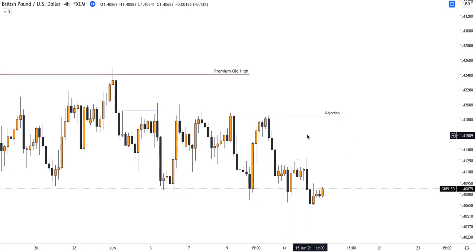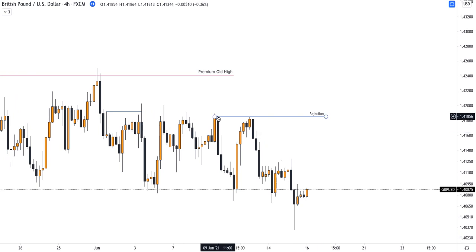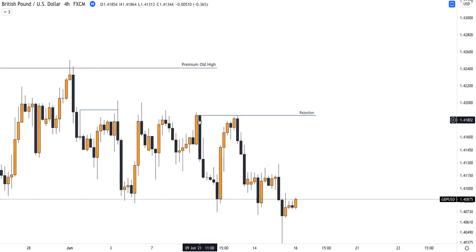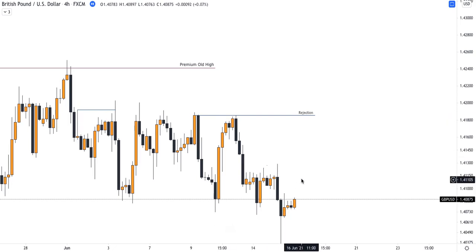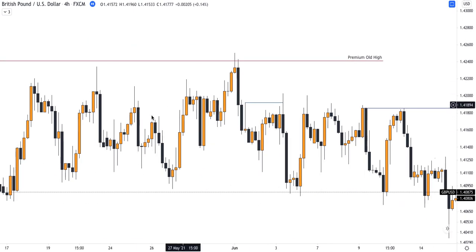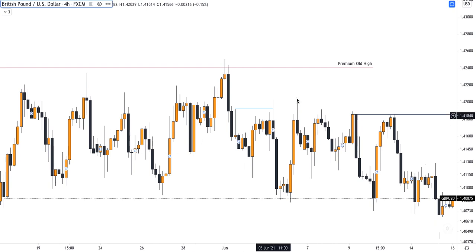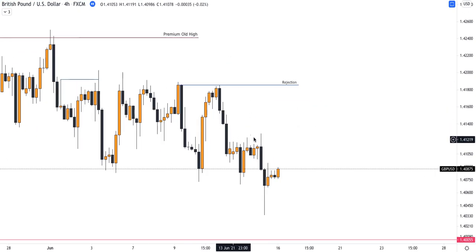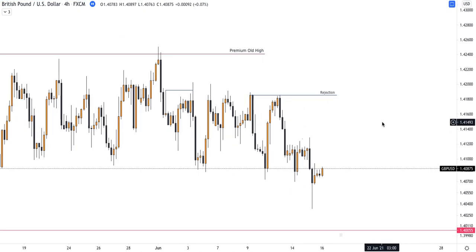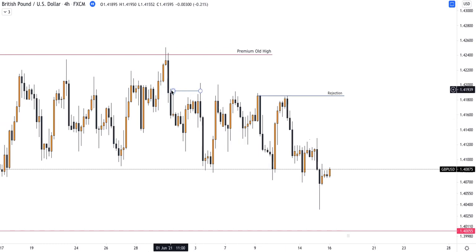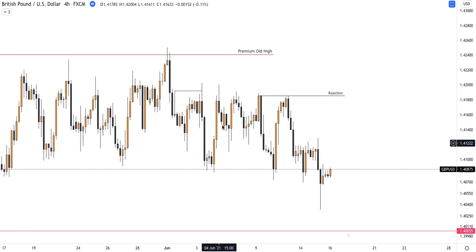Then we can also see that price rejected this area over here, previous high, and then saw a massive push towards the downside. So when I'm trading a range like this, there's a lot of opportunities, but I just focused on the most recent price action. So with that all being said, price grabs liquidity above an old high, then dumps towards the downside.